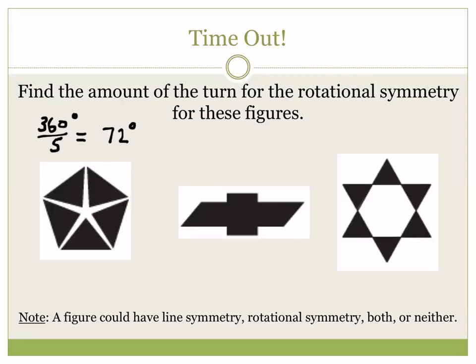How about this second one? 180. It is 180. The top shape and the bottom shape, or the left shape and the right shape, however you want to describe them, are the same. And so we would divide by 2 to get a 180-degree rotational symmetry. How about the third one? 60 degrees. Yeah, so it's 60 degrees. Very good. Now, sometimes a figure will have rotational symmetry, sometimes it will have line symmetry, and sometimes it will have both, or sometimes it will have neither. So you can have a combination of these different things.